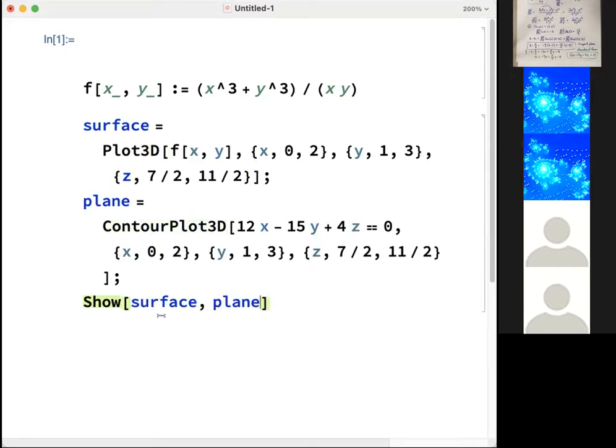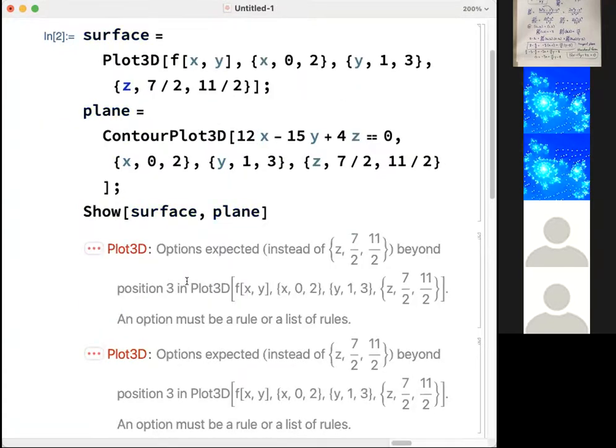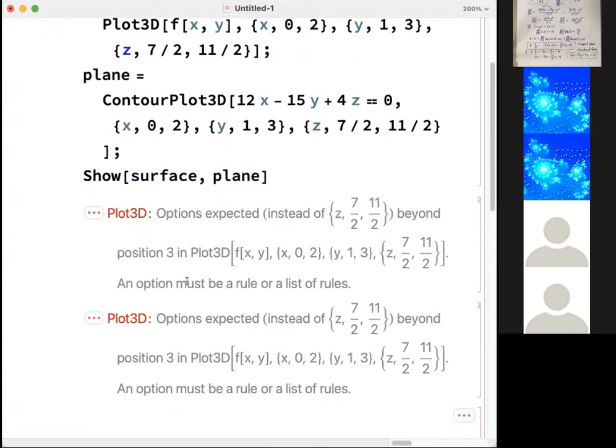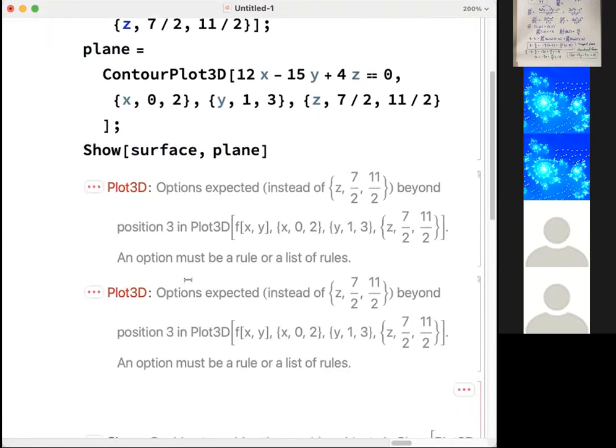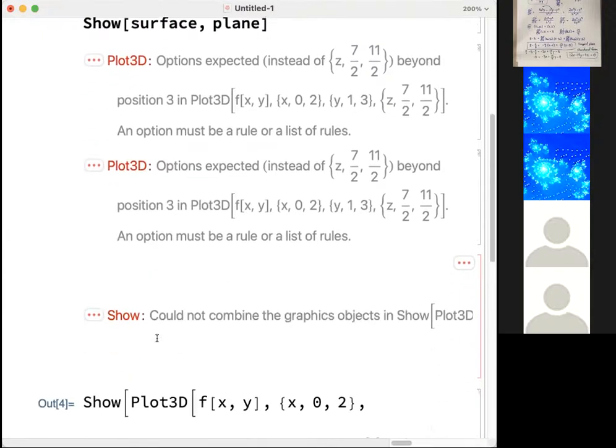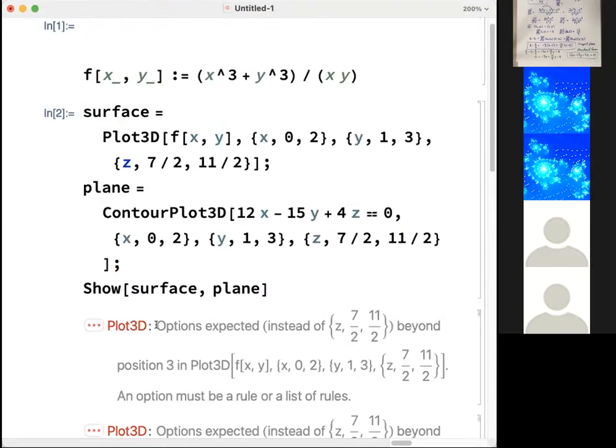Notice Mathematica did not try to fill in those variables for me, because the variables are still blue. The variables haven't been executed. I put this all in one cell so it could execute everything at once with one click. Okay, so I get multiple errors right here. We're going to have to work them out. Options expected instead of beyond position 3, and so on. And it's in Plot3D that the error is, and then it couldn't show it. So let's go back to Plot3D and see exactly what's happening.